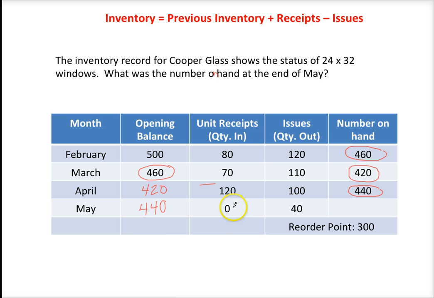Okay, we received nothing. So no units received. So we're adding 0 new units, but we issued 40, so we do have to subtract 40. Okay, 440 minus 40 gives us 400. So in this case, our answer is there's 400 units on hand at the end of May.